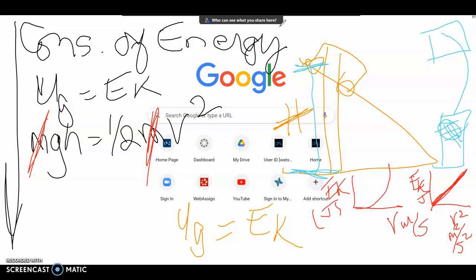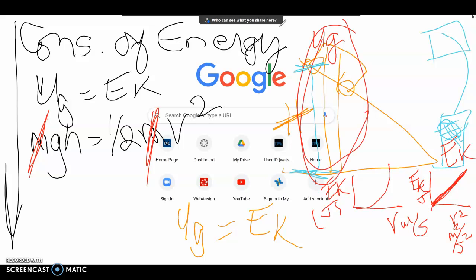Okay, but the trick is in knowing that the UG here is going to equal the EK here, right? So you're measuring UG, right? You're measuring height. You know G. You don't need M. But you can measure everything here, and then you set it equal to what's at the bottom, and you can measure V, right?